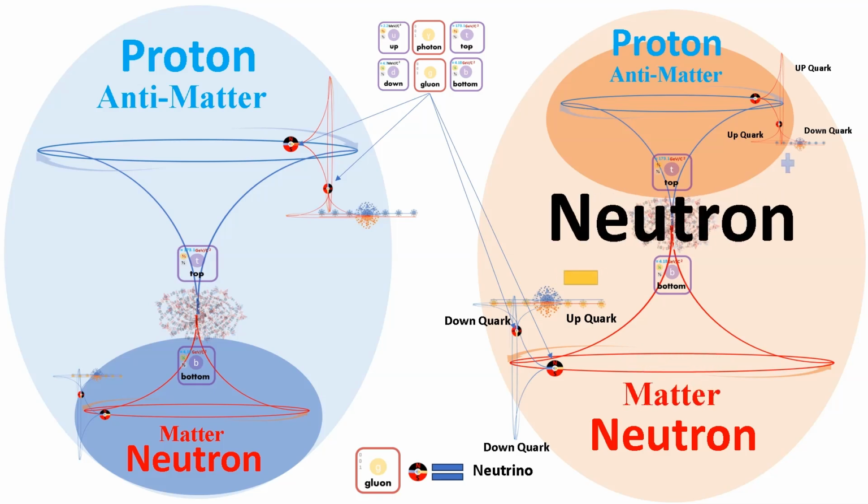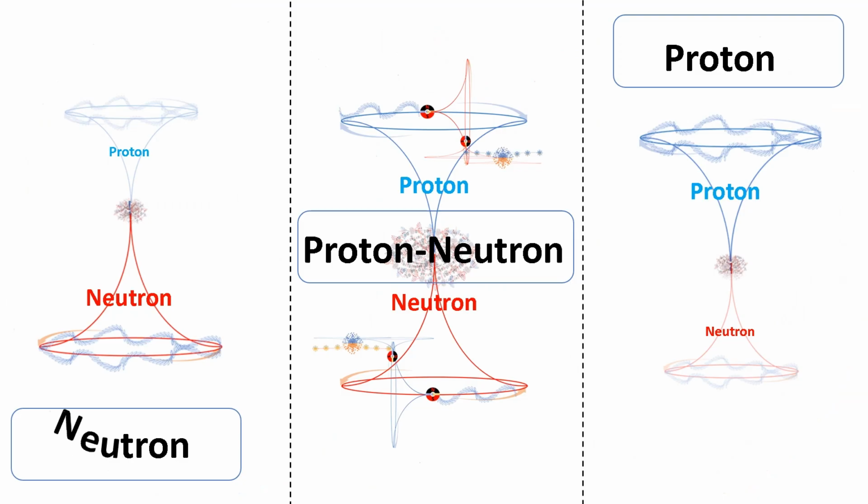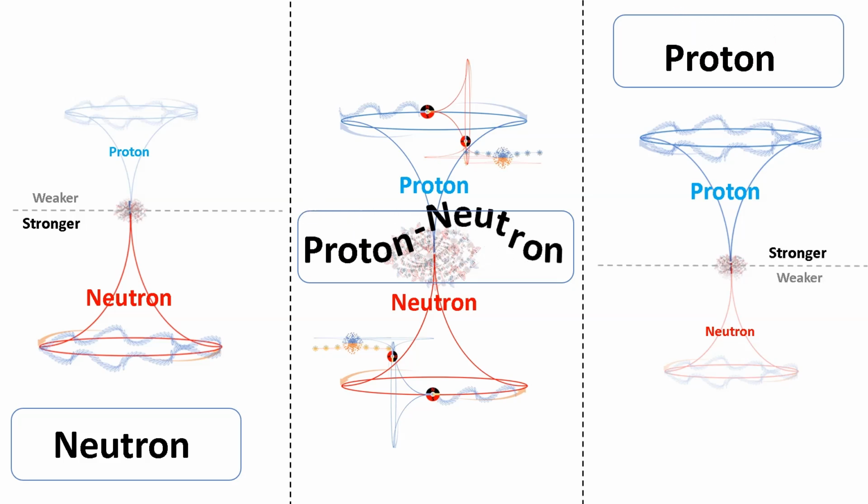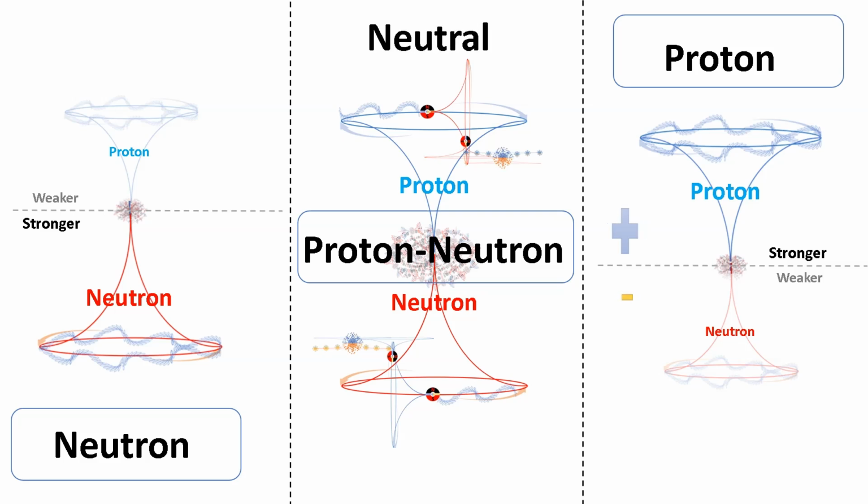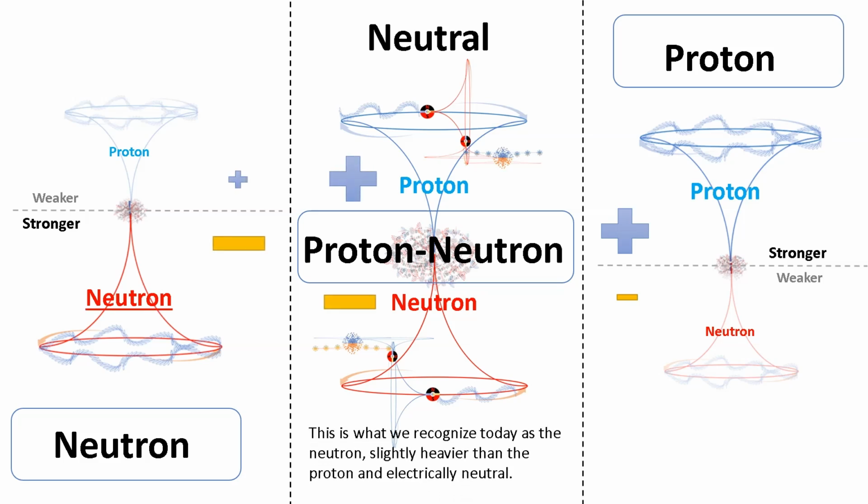When the orbital dynamics of protons and neutrons, bound through their central core, achieve equilibrium between their opposing positive and negative forces, the resulting matter is referred to as a neutral proton-neutron particle. This is what we recognize today as the neutron, slightly heavier than the proton and electrically neutral. It is important to note that matter exists in three forms: proton, positive; neutron, negative; and proton-neutron, neutral.